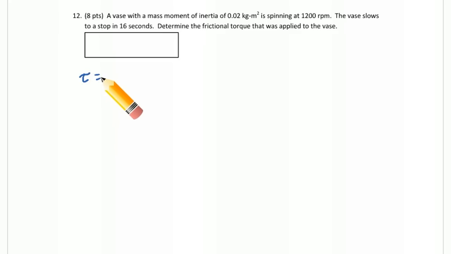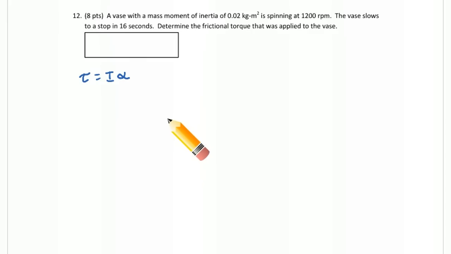Let's write a couple of equations here. We know that torque equals I alpha, where alpha is the angular acceleration, I is the moment of inertia, and this is what's causing the object to slow down. Okay, so we are given I, we want to find the torque, we need to find alpha. Alpha, we're going to assume constant acceleration, so we're going to use this time value right here.